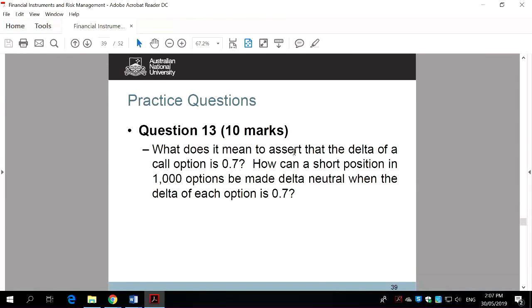Okay, question number 13 is very similar to your quiz number 5. The question says, what does it mean to assert that the delta of a call option is 0.7? And how can a short position in 1,000 options be made delta neutral when the delta of each option is 0.7?